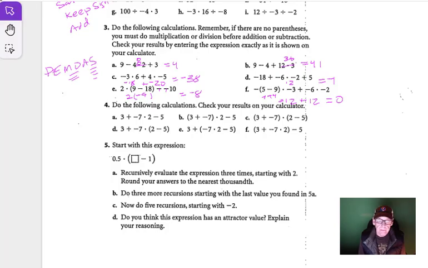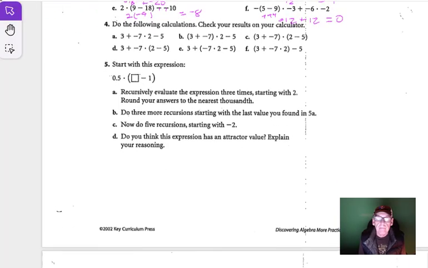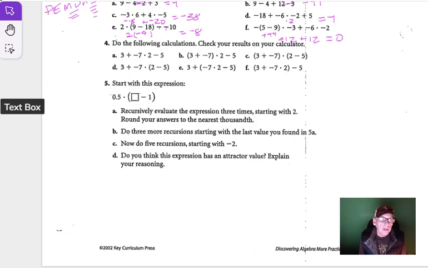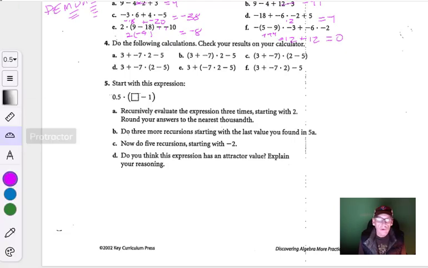Let's move up. Do the following calculations. So, multiplies first, we get a negative 14. 3 take away 14 is negative 11. Take away 5 more is negative 16. Parentheses first, a negative 4. Negative 4 times 2 is negative 8. Negative 8 plus a negative 5 makes negative 13.